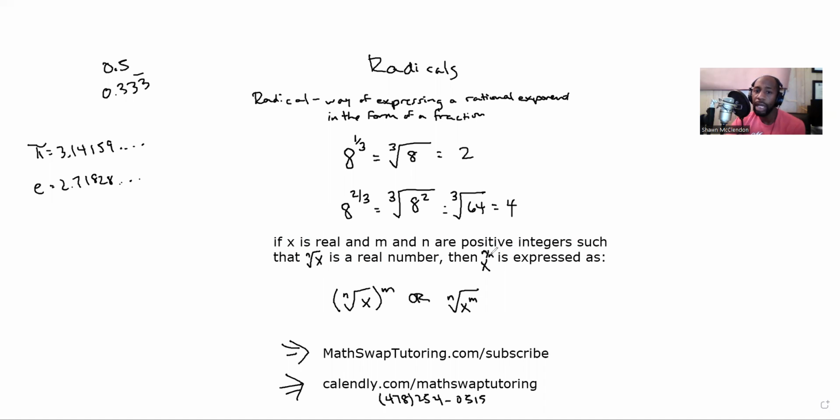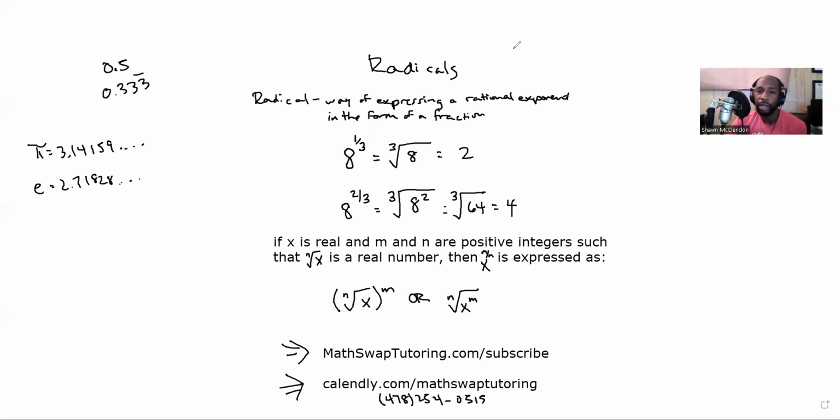But anyhow, X to the M over N is expressed as either the nth root of X to the M power, or the nth root of X, all underneath the bracket, to the M power. Okay. All right. So let's do another example here.